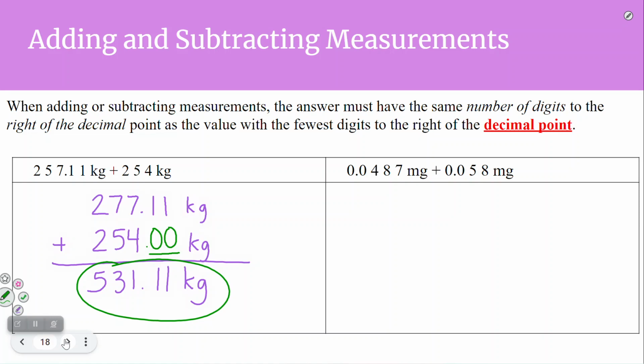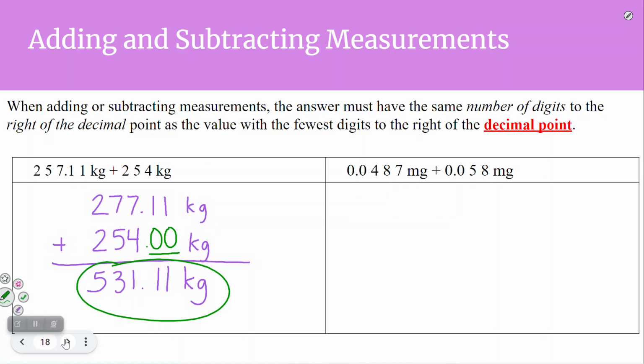Now, you might ask, if we use the same measuring instrument, then why don't we have the same number of place values as the 277.11? That's a good question. But in this case, since we're just adding these two together, whoever reported the 254 either reported it incorrectly or they used a different measuring tool, which was not as precise as the 277.11.